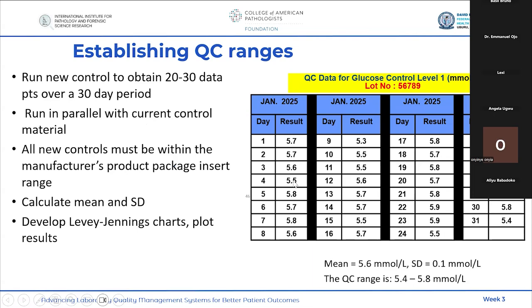From here, you keep documenting day one, and this is an example of glucose control level 1. So you have 5.7 millimole per liter, and you have all of this from day 1 to day 31, which is what is used to calculate the mean. Here we calculated and got a mean of 5.6 millimole per liter and a standard deviation of 0.1 millimole per liter. So this is the data that you get when you run the quality control material, and we'll now import this data and use it to establish our chart.